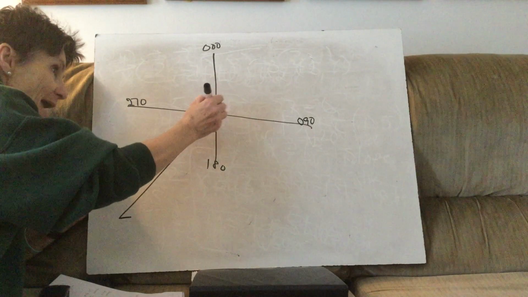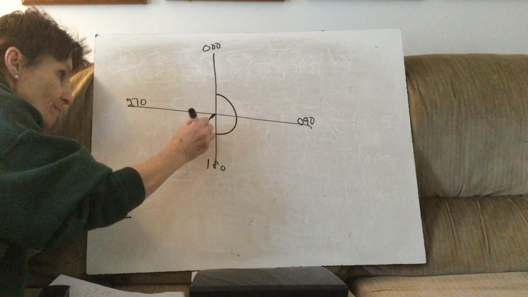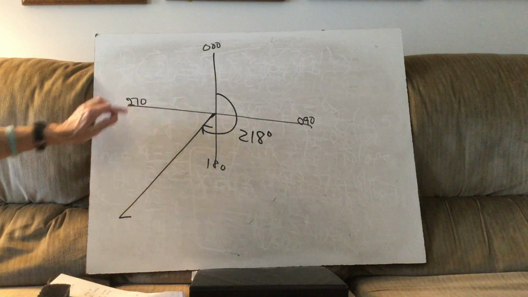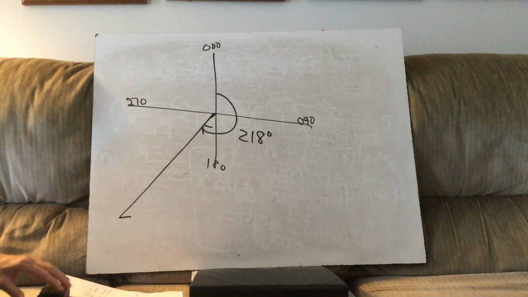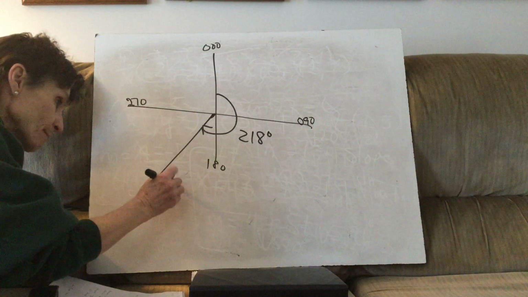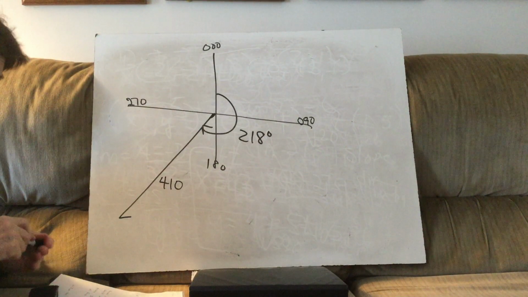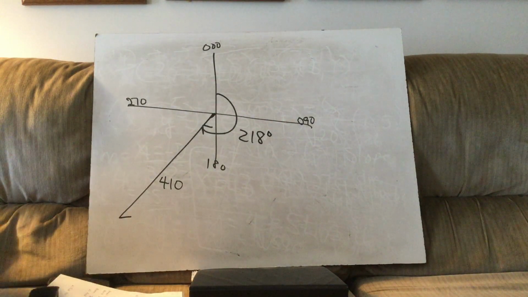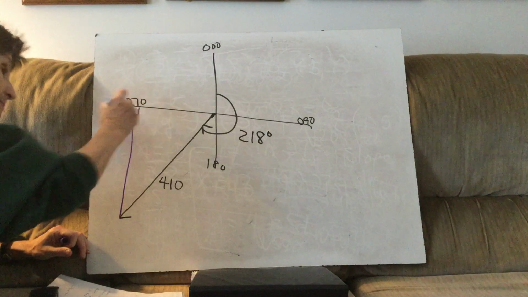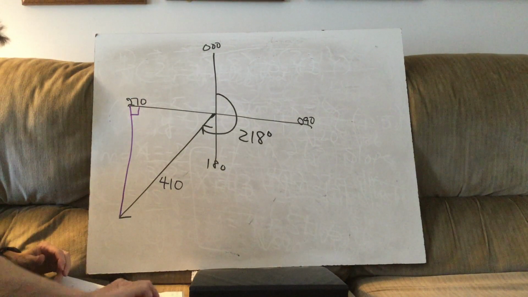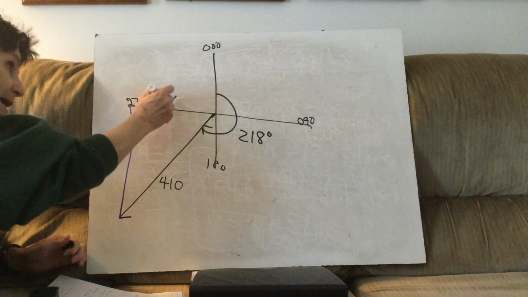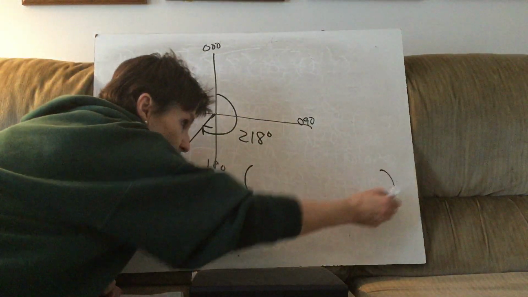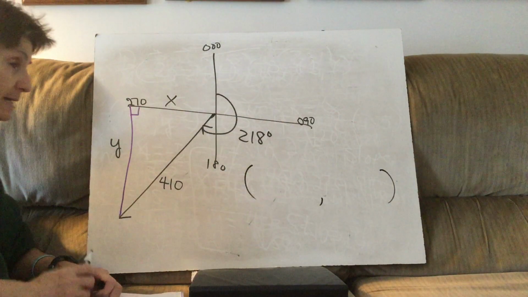Don't worry about getting it exactly right. Just get it in the right quadrant. That's 218 degrees. Past 180, not all the way to 270, so in there somewhere. And its magnitude is 410. As is always the case, always, always, always, we're going to butterfly bow tie it. This is your X and this is your Y, and that's what you're looking for. Notice it says find the components. So the components are the X and the Y.